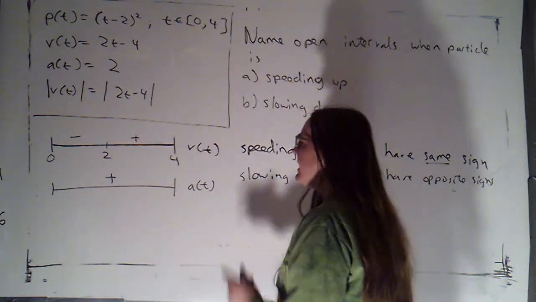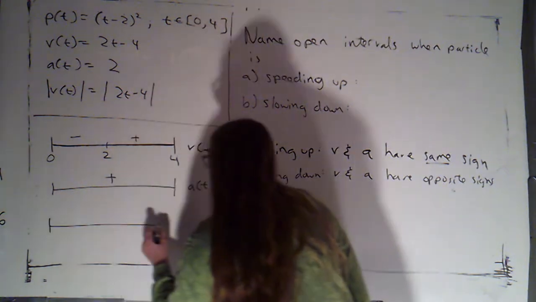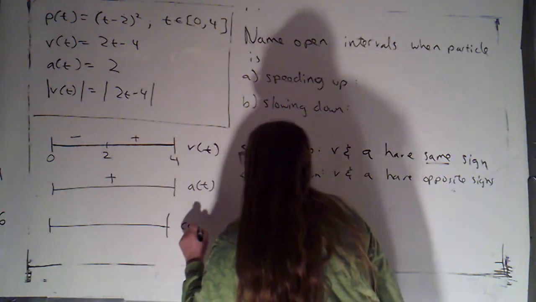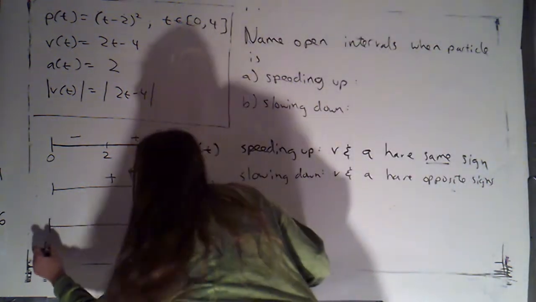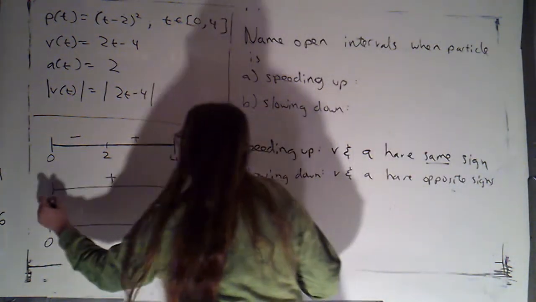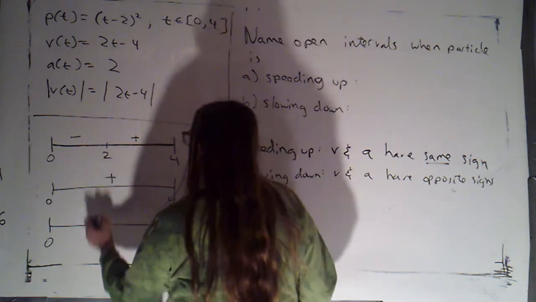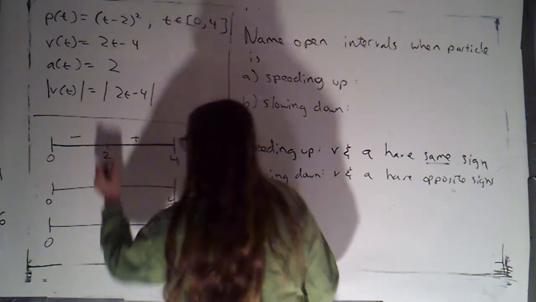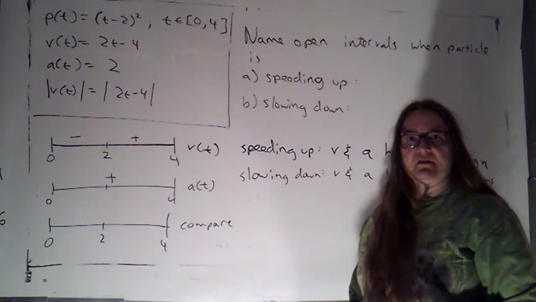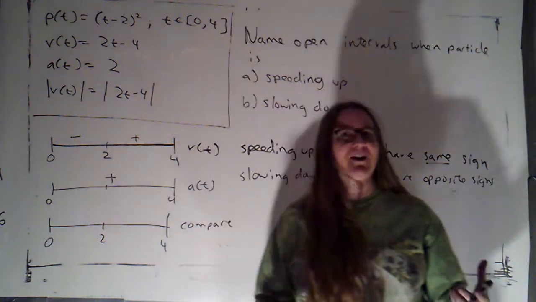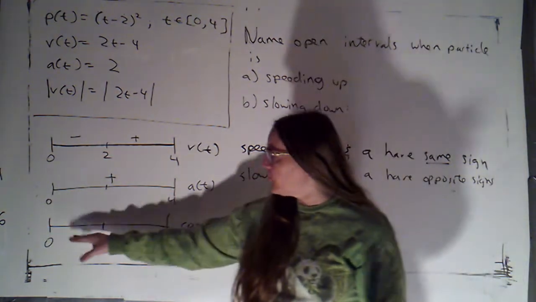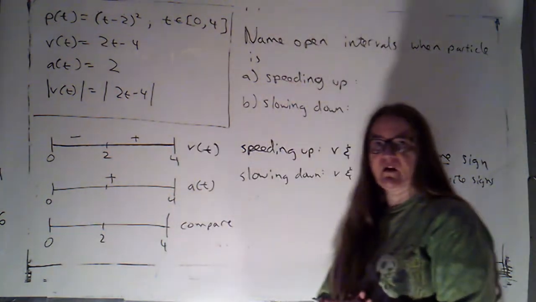Okay. Now what I'm going to do is create a third number line here where I compare things. So I've marked off my endpoints, 0 and 4. I'm also going to mark off 2 because that's the place where velocity changes. If there were a place where acceleration changed sign, I would mark that off as well.